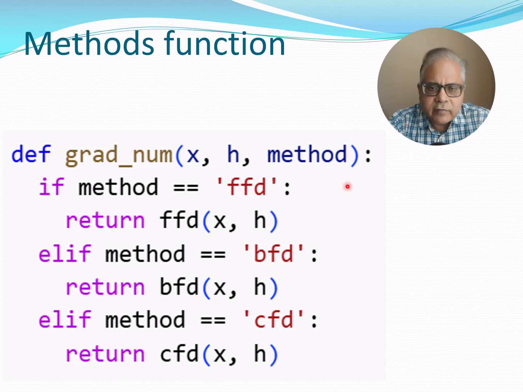So now one of the things I'm going to do to write clean code is define a function called grad numerical, and it's going to take in x, h, and the method. If the method is forward finite difference, FFD, it's going to call the FFD function and return the gradient vector. If it is the backward finite difference, it's going to call the BFD function, and if it's the central finite difference, it's going to call the CFD function.